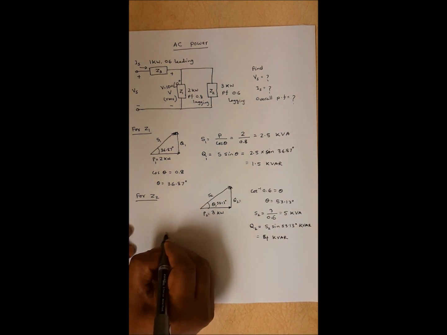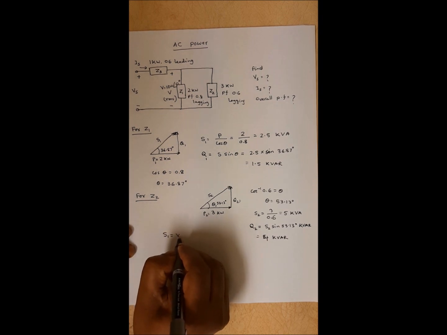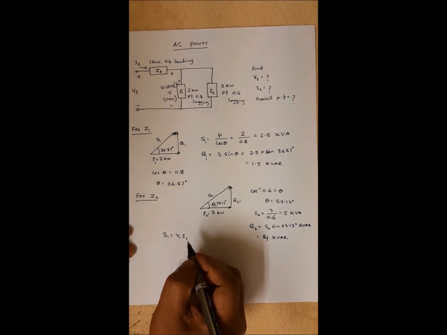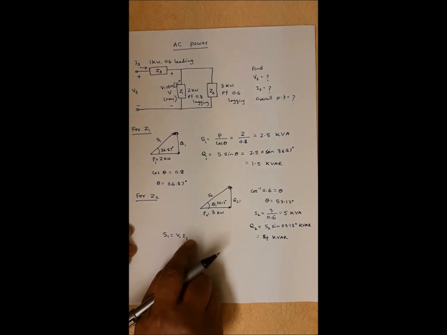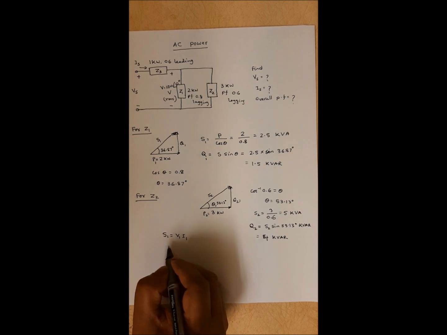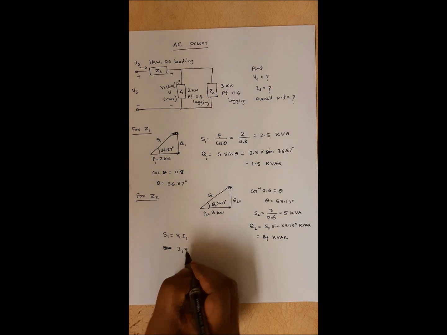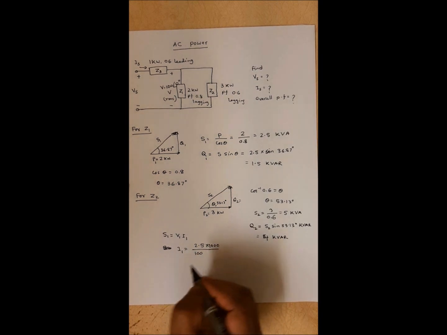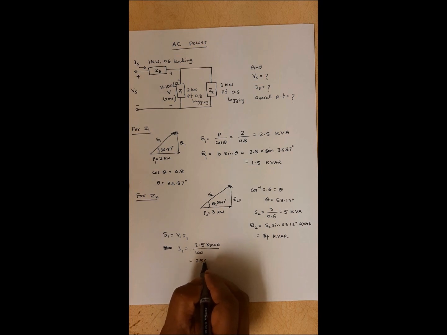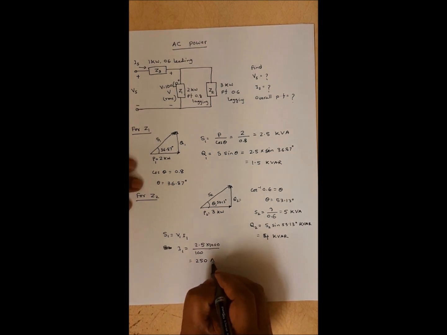Now, as you know, S1 is equal to V1 I1. S is volt ampere, so it will be the product of V and I. So we have to find I. We can find I1: S1 is 2.5 and V is 100, so you can count 250 ampere.